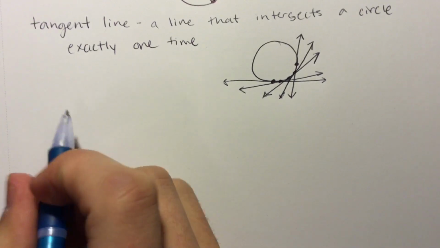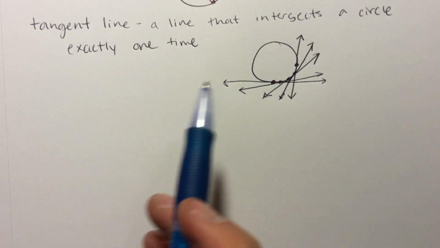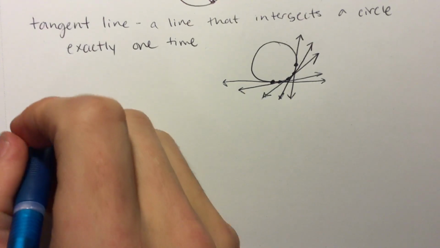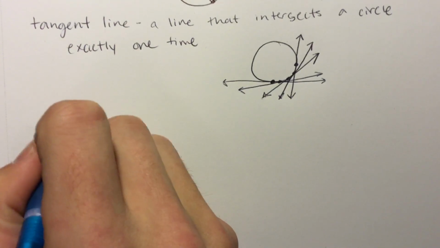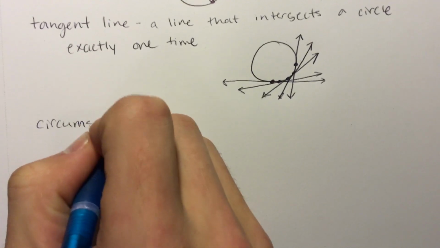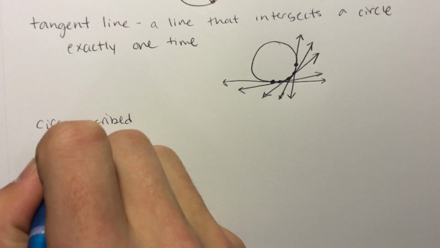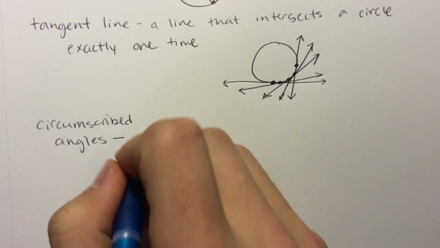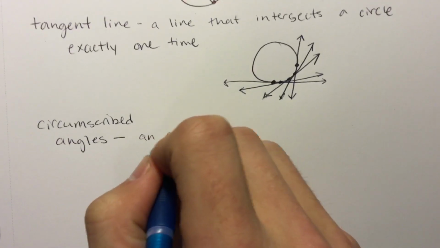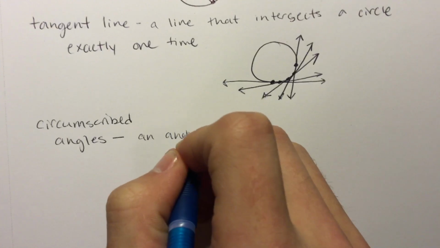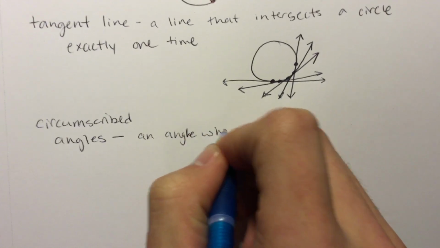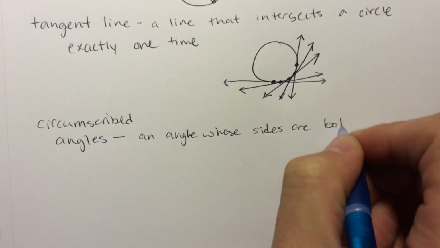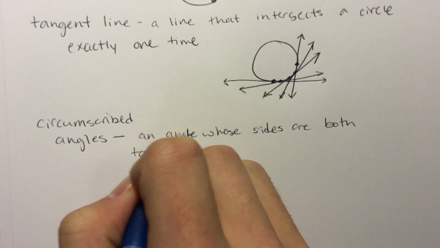Okay, next thing, so we had secant lines and we had inscribed angles. Those were related. So now tangent lines and circumscribed angles are related. Okay, circumscribed angles: an angle whose sides are both tangent lines.